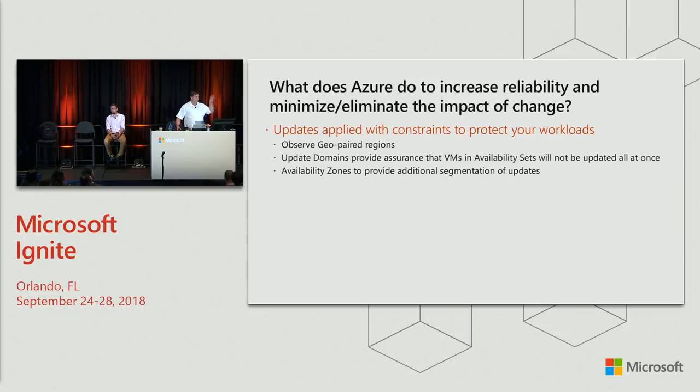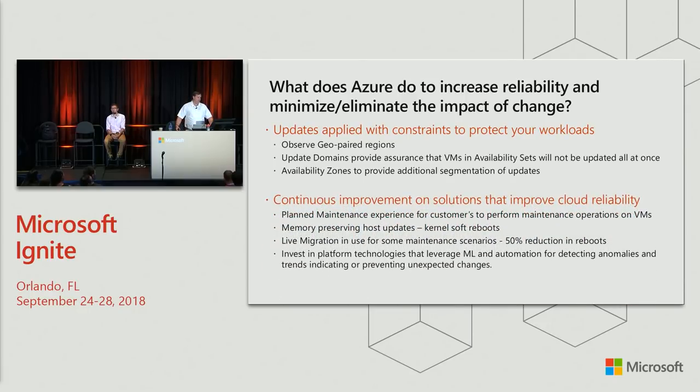Availability zones, again, also provide you the ability to shut off a zone and update, while other zones are still active, right? That gives you failover within the region, for data and workload, and VMs, and other services as well. Continuous improvement on solutions that improve our cloud reliability.